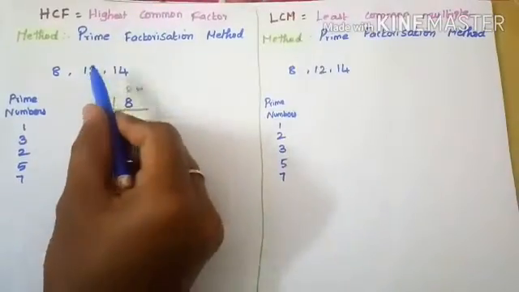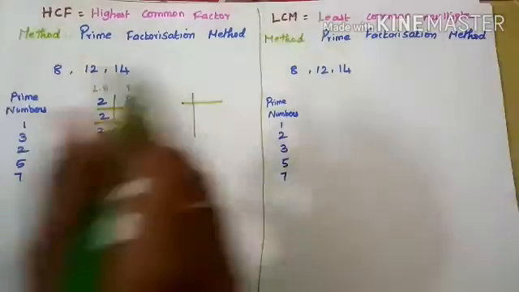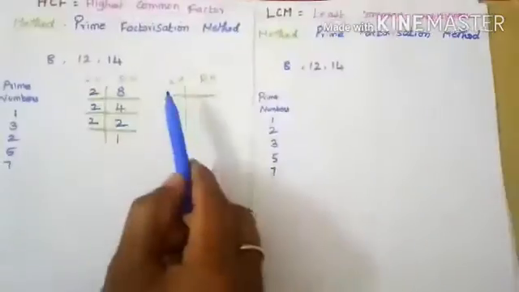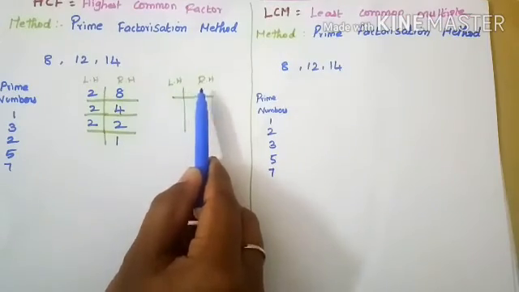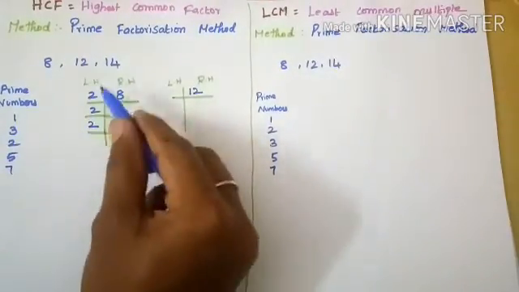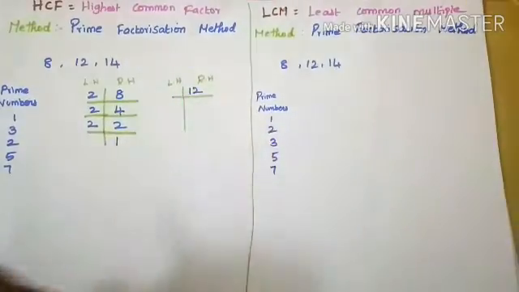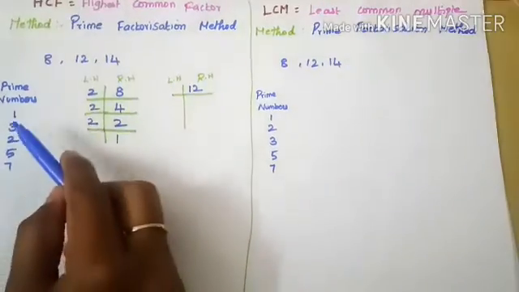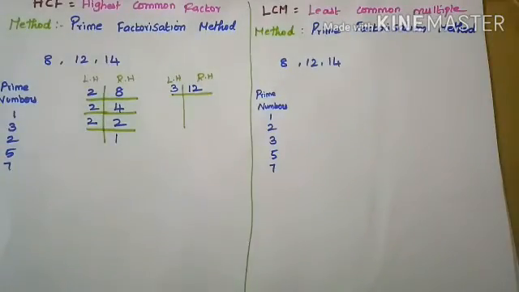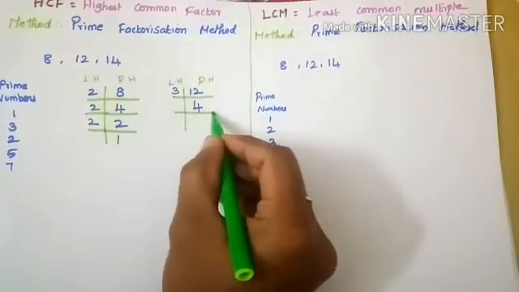What is the next number? 12. So now we draw the box method. This is left hand side and this is right hand side, right? So left hand side we write the prime numbers and right hand side we write the second number 12 because the first number we already found. So 12 is easily divided by which table? 3 table? Yeah, 3 table. How many times? 4 times, right? So draw one more box.